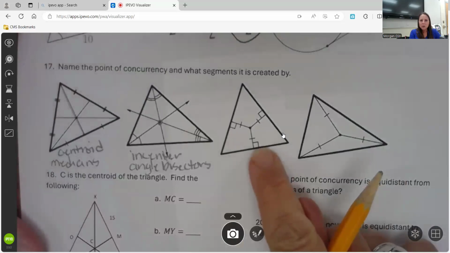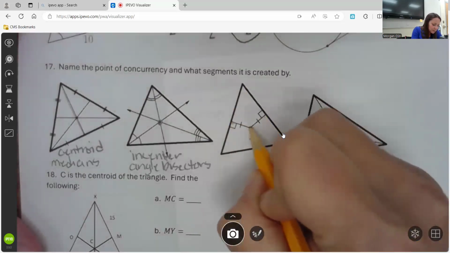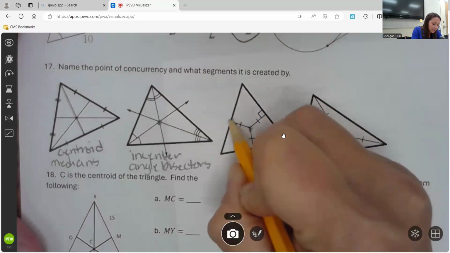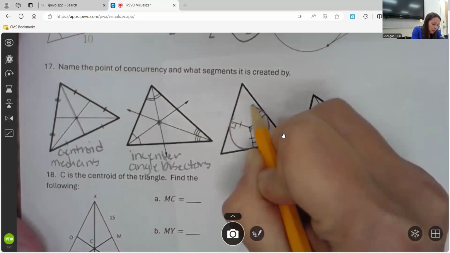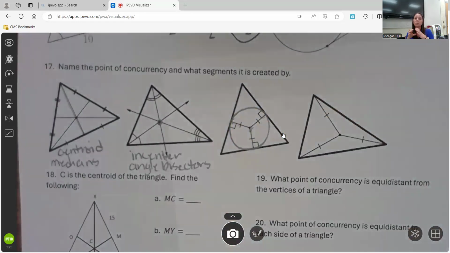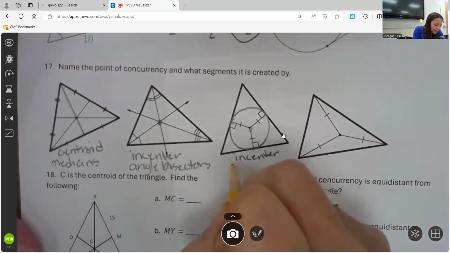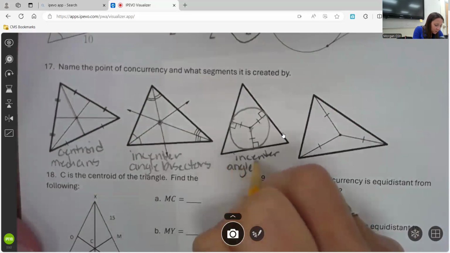Now here, this is a little different. Do you see how the side is the same distance? And so here we can actually draw a circle. And these are all radii of the circle, so they're all congruent. And when we can draw a circle on the inside, that point is called the incenter. So again, the incenter is created by angle bisectors.